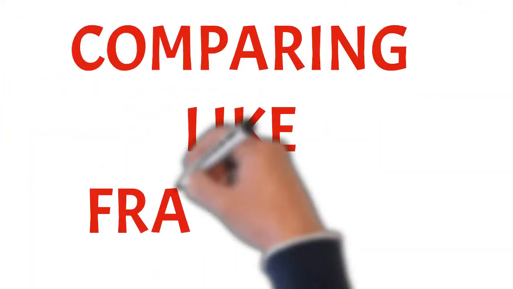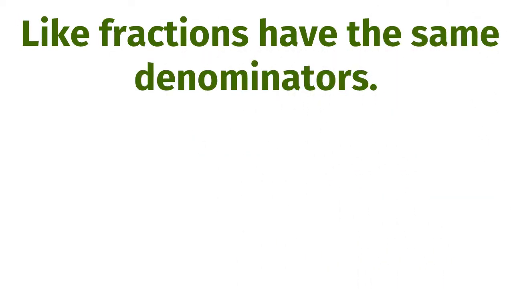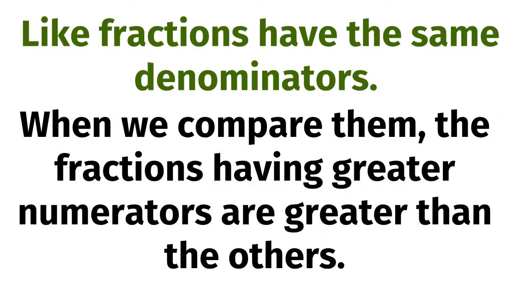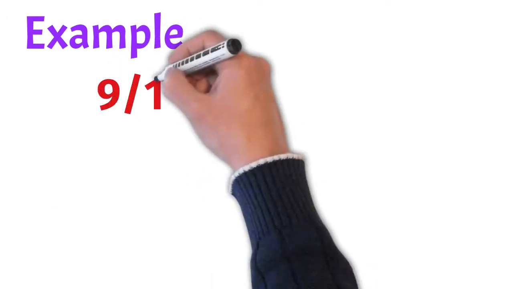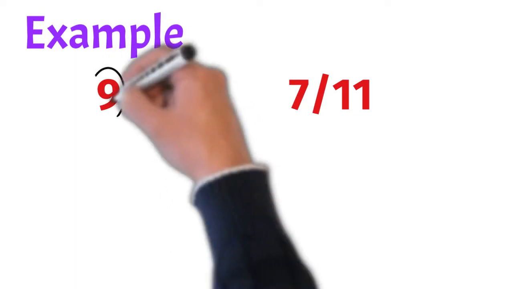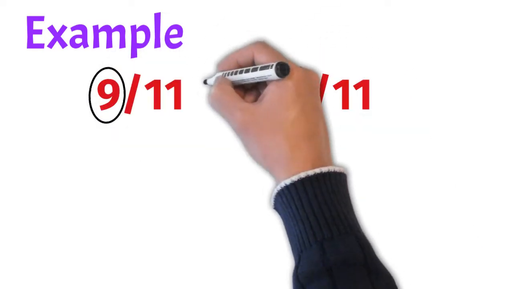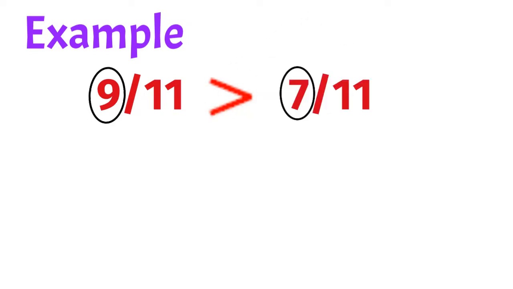Now come to comparing like fractions. Like fractions have the same denominators. When we compare them, the fractions having greater numerators are greater than the others. For example, 9 by 11 and 7 by 11. Here, both the fractions have same denominators and thus are like fractions. Now, among the numerators, 9 being greater than 7. So, 9 by 11 is greater than 7 by 11.